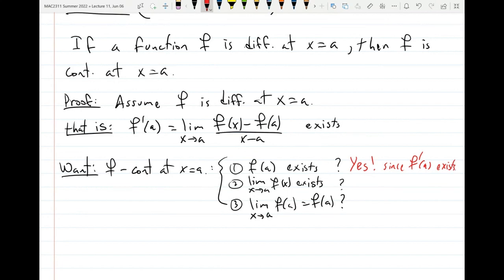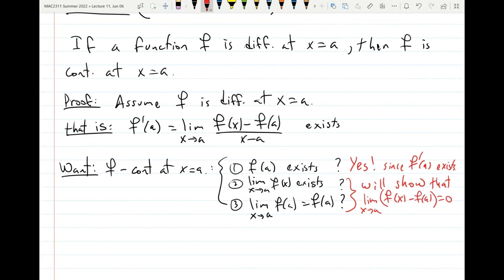Okay, so that's easy. Now I'm going to answer questions 2 and 3. I'm going to answer them together. And the way I'm going to answer these 2 and 3 together is I will alternatively show instead that the limit as x approaches a of f of x minus f of a equals 0. This is what I'm going to argue.